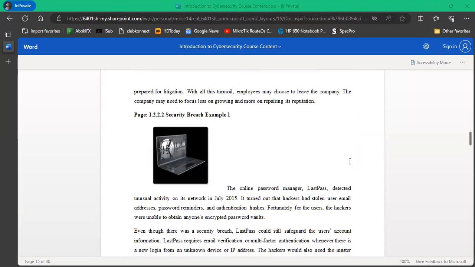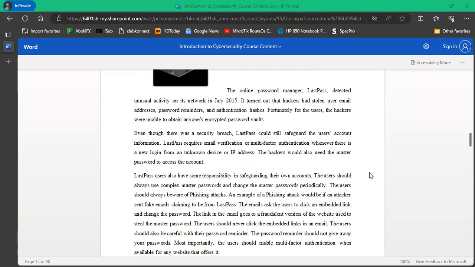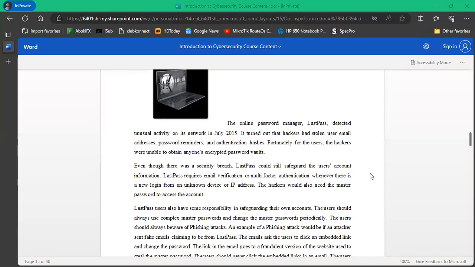Now, an example of a security breach. The online password manager LastPass detected unusual activities on its network in July 2015. This is an example from a past attack on the platform. It turned out that hackers had stolen user email addresses, password reminders, and authentication hashes. But fortunately for the users, the hackers were unable to obtain anyone's encrypted password vaults. So even though there was a security breach, LastPass could still safeguard the users' account information. LastPass requires email verification or multi-factor authentication whenever there is a new login from an unknown device or IP address. Most people make use of password managers, and we can see from this example that some password managers are vulnerable to attack.